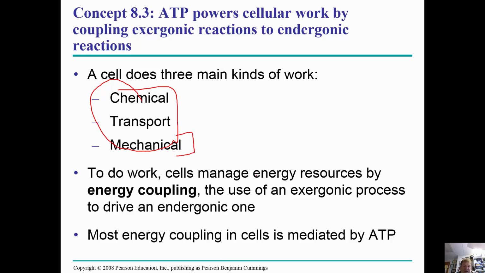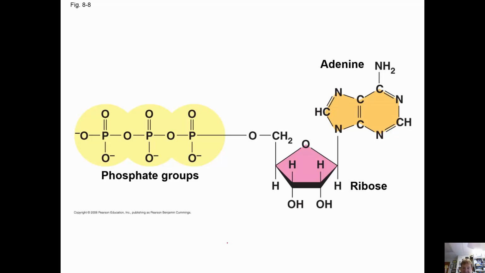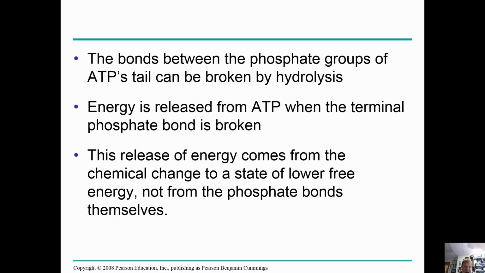To do work, cells manage energy resources by what is called energy coupling. They use an exergonic process to drive an endergonic process. Most energy coupling is mediated by adenosine triphosphate, that molecule. So know what adenosine triphosphate is, know what the structure is. Here's the 2', the 3', the 4', and the 5' carbon. Know what those are.